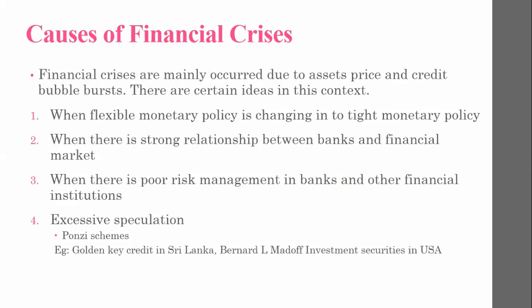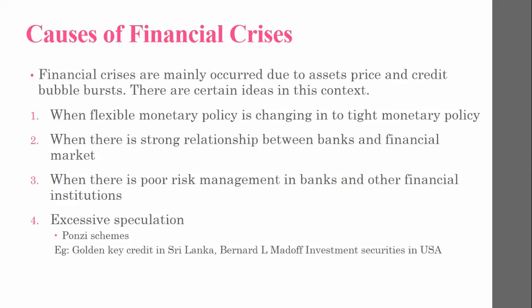That asset price bubble promoted the credit bubble as well. When there are higher prices in the asset, people demanded more and more credit to buy this particular asset. So the higher the asset price, the higher the demand for the credit also, credit bubble. So always asset price bubble promoted the credit bubble.